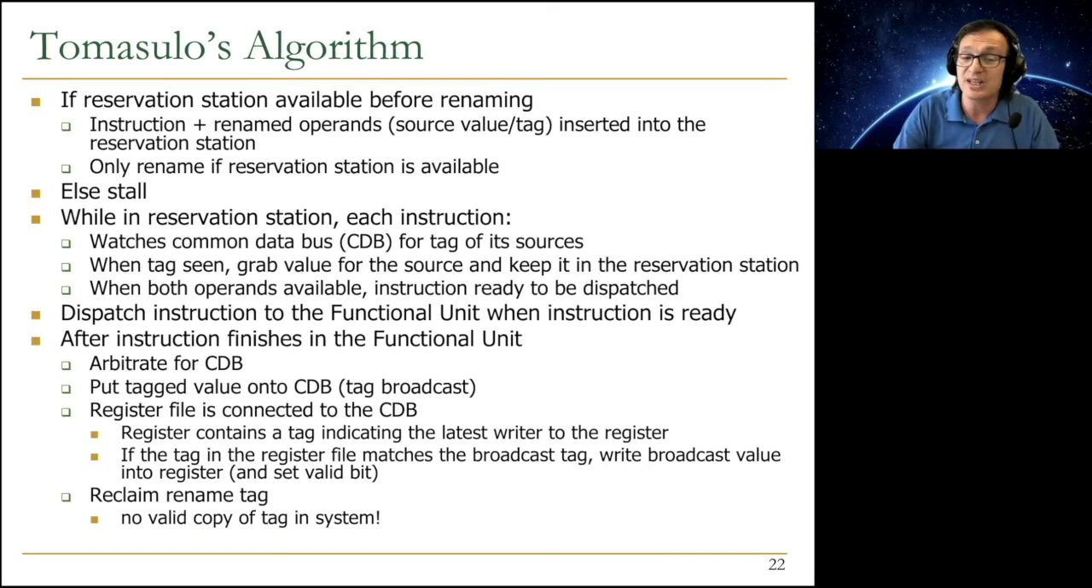After the instruction finishes in the function unit, it arbitrates for the common data bus, or if there are multiple common data buses, it directly puts the tagged value onto the common data bus. The register file is also connected to the common data bus, and each register contains a tag indicating the latest writer to the register, as we have discussed. That's the register renaming. If the tag in the register file matches the broadcast tag, you write the broadcast value into the register, updating the register file by setting the valid bit also. After that, you reclaim the rename tag, because this tag is already broadcast, so there is no valid copy of the tag in the system, and you can recycle it at this point.